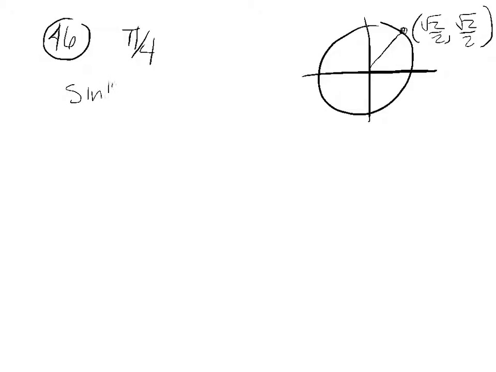So we've got sine of pi over 4. And yes, you have to put pi over 4 there, people. Do not just write sine. Pi over 4 is needed. Okay, sine is the y value, and the y value happens to be root 2 over 2.